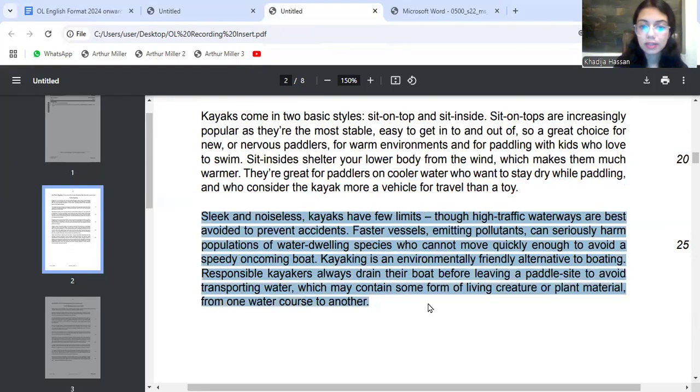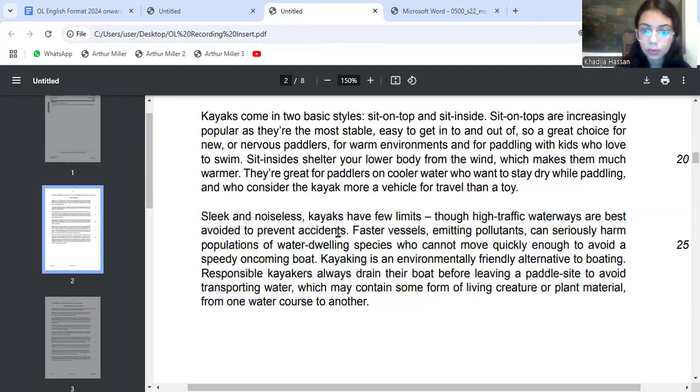Sleek and noiseless kayaks have few limits. Though high traffic waterways are best avoided to prevent accidents, faster vessels emitting pollutants can seriously harm populations of water dwelling species who cannot move quickly enough to avoid a speedy oncoming boat. Kayaking is an environmentally friendly alternative to boating. Responsible kayakers always drain their boat before leaving a paddle site to avoid transporting water, which may contain some form of living creature or plant material from one water course to another.